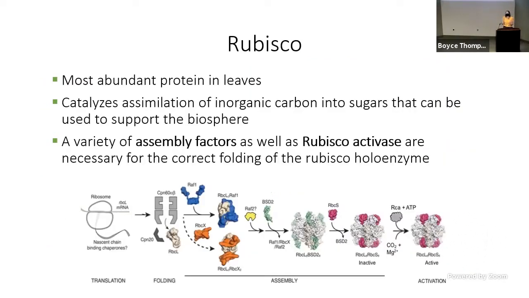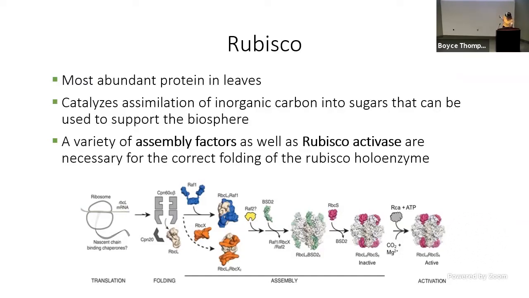So first, most importantly, a little bit of background on rubisco. It's the most abundant protein in leaves, and it catalyzes assimilation of inorganic carbon into essentially sugars. So this serves as basically the foundation of our biosphere in terms of being a primary producer. And it's actually a quite complicated and large enzyme with multiple subunits. So it has a variety of assembly factors as well as a rubisco activase, and that's necessary for putting both of these two different subunits together into one large hollow enzyme.